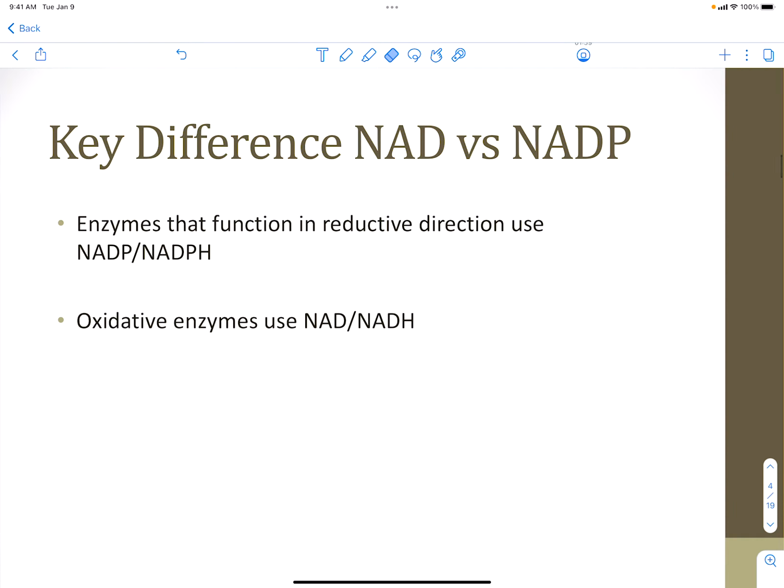All right, so just a little bit of a difference between NAD and NADP. Enzymes that function in a reductive direction are going to use NADPH, and our oxidative enzymes are those that use NAD, NADH.